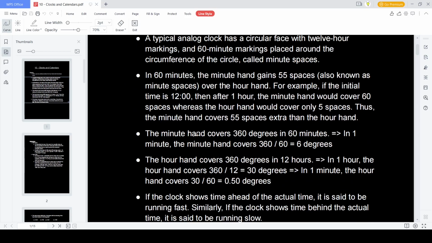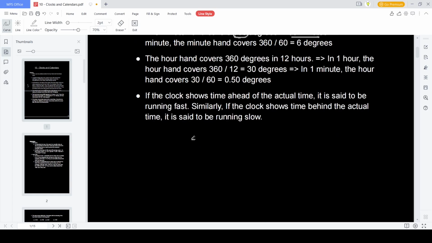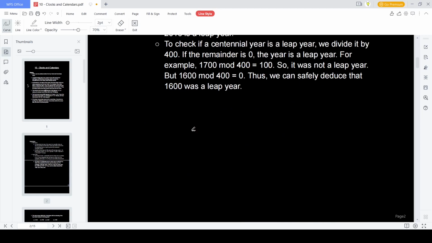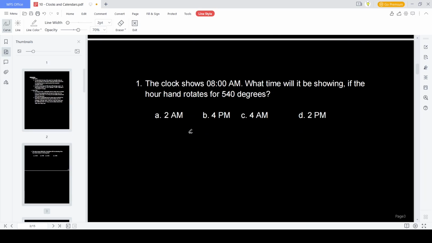Here we need to know that the minute hand covers 360 degrees in 60 minutes, that is 1 hour. That we know, right? The long hand and the short hand: the hour hand covers 360 degrees in 12 hours. Then in calendars, we'll come to that in the questions.